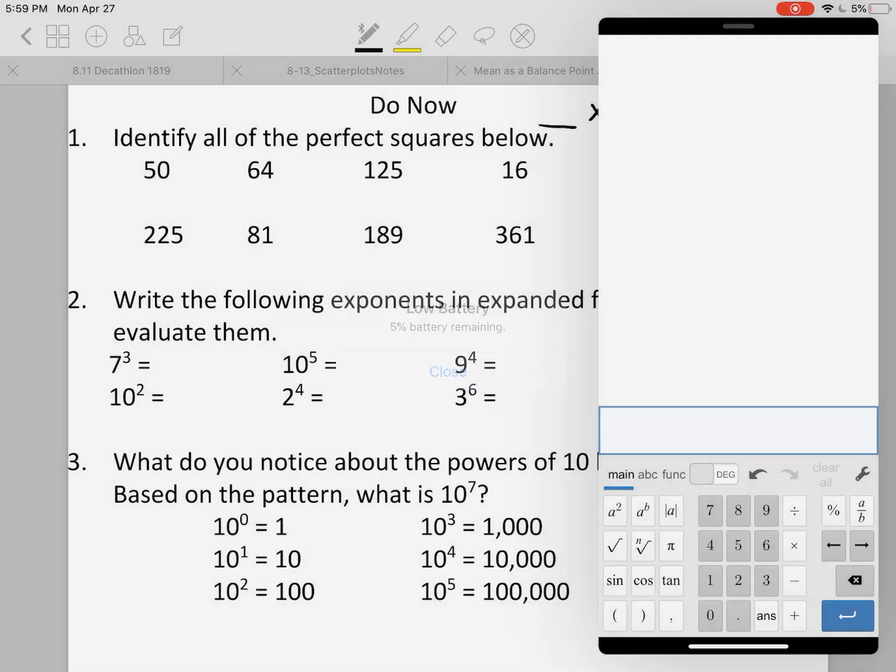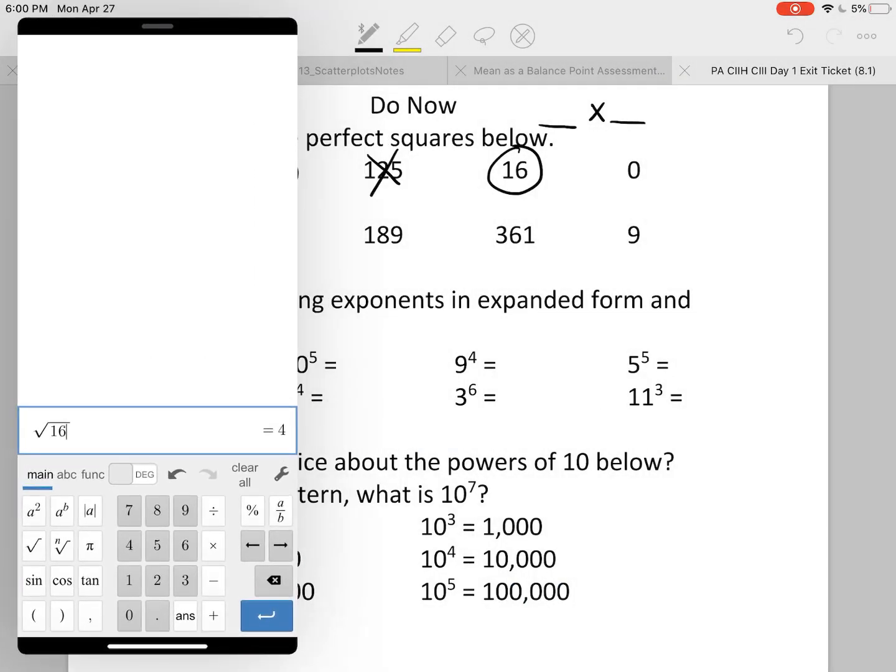So let's find the square root of 50. The square root of 50 is an irrational decimal, so that is not a perfect square. The square root of 64 is 8, so it is a perfect square. The square root of 125 is an irrational decimal, so it is not a perfect square. The square root of 16 is 4, so it is a perfect square. The square root of 0 is 0, so that is a perfect square.